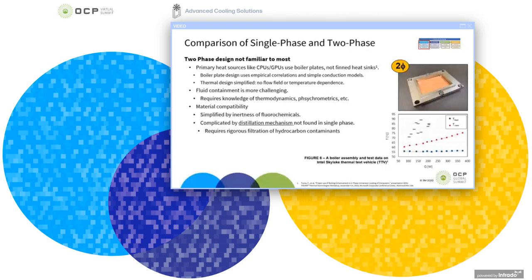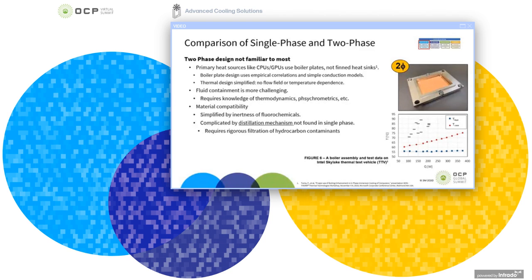And the resultant case temperature is simply a function of the CPU power. And you can see in this example, the case temperatures are well below the case temperature specifications for the various Skylake SKUs, even though the fluid they're submerged in is boiling at 56 degrees Celsius. So thermal design is in many ways very simplified. It doesn't matter whether I put one of these or 25 of these in a chassis, they're all going to perform similarly. On the other hand, fluid containment is more challenging.